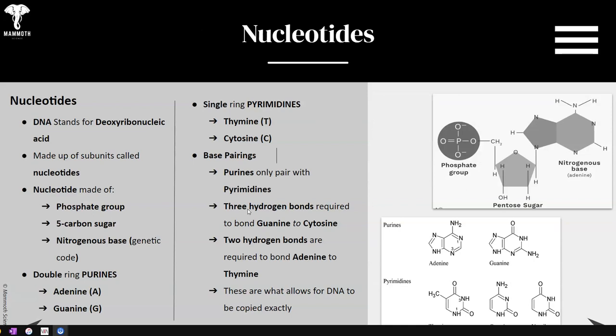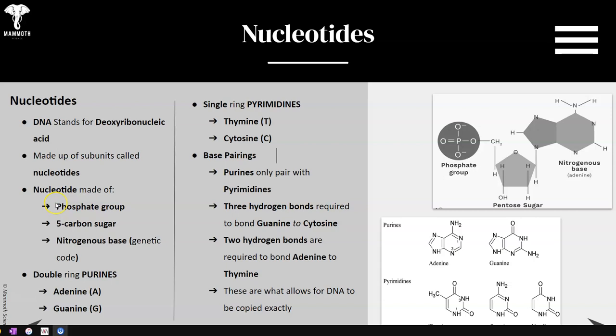Now, the actual monomers of DNA are called nucleotides. DNA stands for, once again, deoxyribonucleic acid. They're made of subunits called nucleotides, and these nucleotides have three parts. One is called the phosphate group, and if you look right, you can see that. And you have a pentose sugar, and then you have what's called a nitrogenous base. This is the actual genetic code. Now, some refer to it as molecular bases, but molecular or nitrogenous bases mean the same thing.